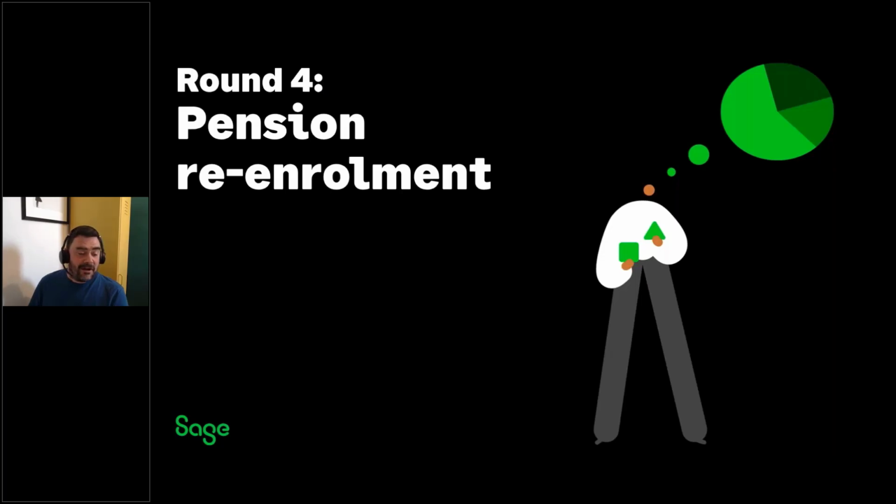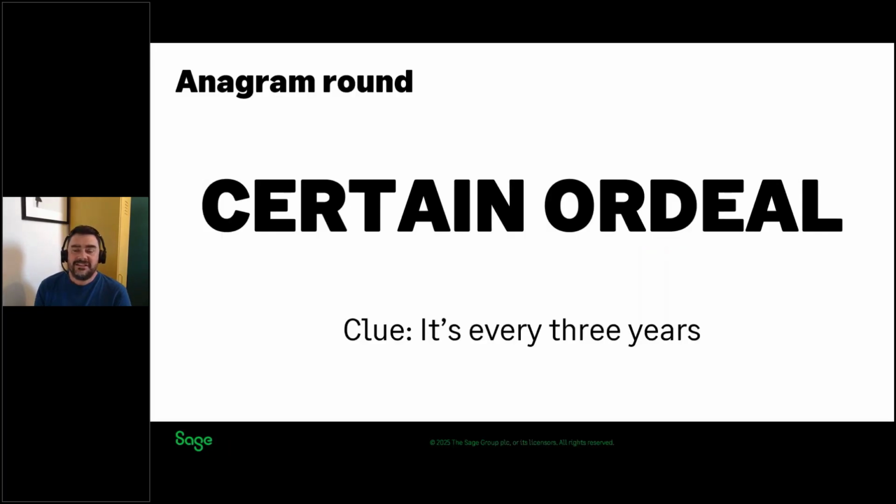So that was round 4 complete. Let's take a look at the answers, but before we do so, this is your final anagram round. So the anagram for this one is certain or deal, and the clue is it's every 3 years. That's certain or deal. It's every 3 years. If you get the answer, pop that in the Q&A, and we'll let you know if you got it at the end.